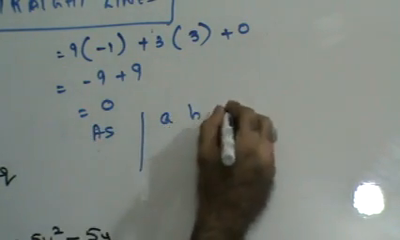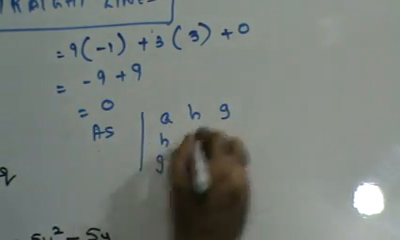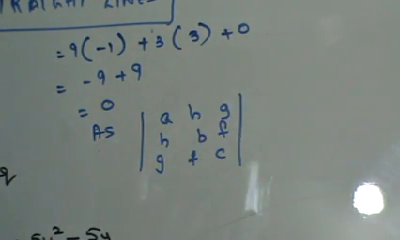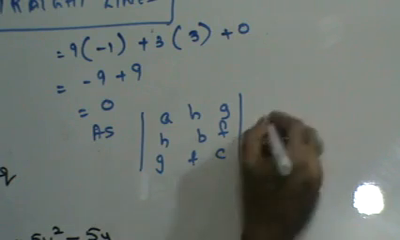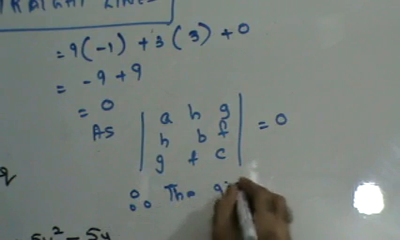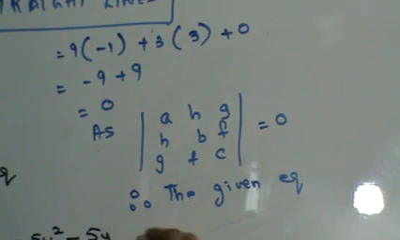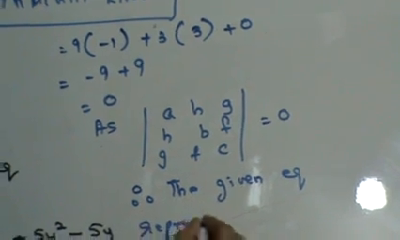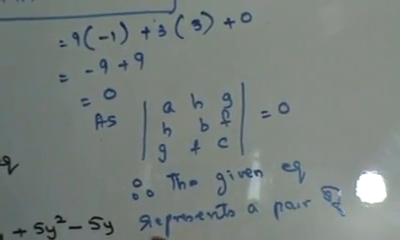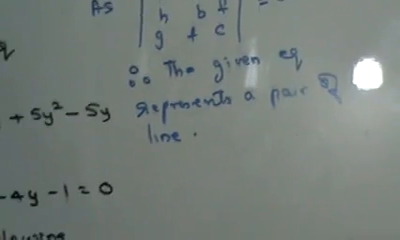Determinant of AHG, BFFC, right, is 0. Therefore, the given equation represents a pair of lines. That's how you find out whether an equation represents a pair of lines, right?